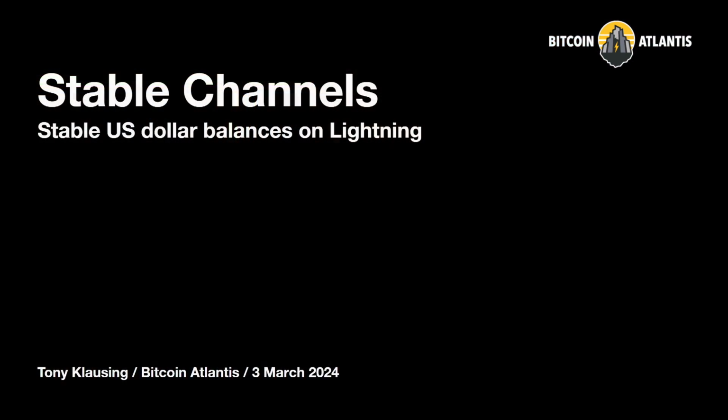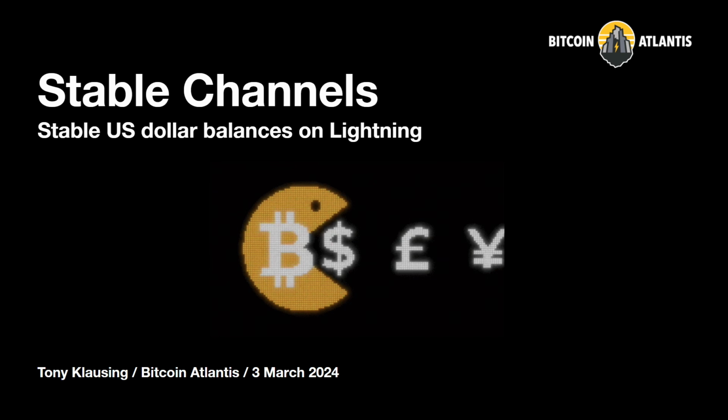My name is Tony Klausing, and I'm here to present today about my project called Stable Channels. It's a way to do stable US dollar representations on the Lightning Network. I've been working on this since last fall, so excited to present it to you today. The idea is basically to represent dollars on the Bitcoin Lightning Network, and to have Bitcoin swallow up fiat currency as it should.